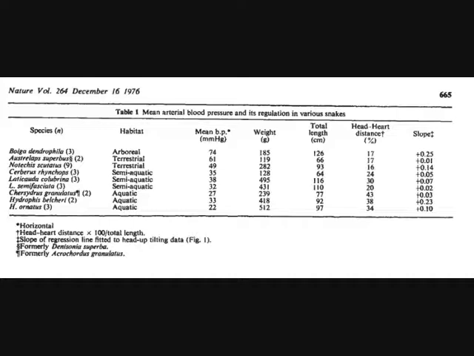It is evident the arboreal species show a much higher reading than that of the aquatic species, highlighting a distinct relationship between the habitat of the snake and its associated blood pressure.